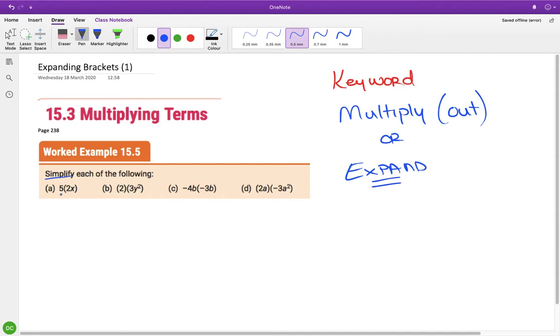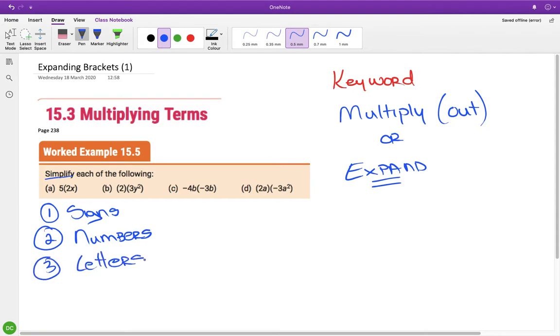We have here a 5, that's one thing, by a 2x, that's one thing. So these would be single terms. Here we have a 2, which is a single term, and we have a 3y squared, which is a single term. So when you multiply a single term by a single term, that's what we're going to talk about now. I think the easiest way to do this is in 3 steps. The first thing you do is you figure out your signs. Second, you multiply your numbers. And the third thing you do is you multiply your letters. So don't try and do it all at once.